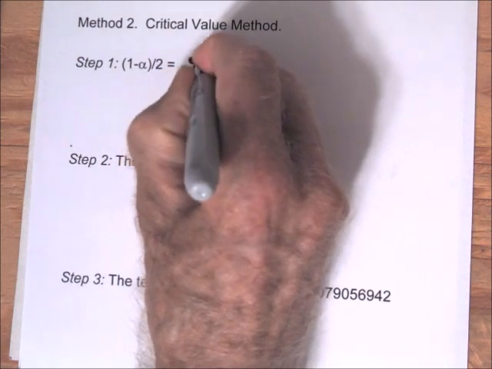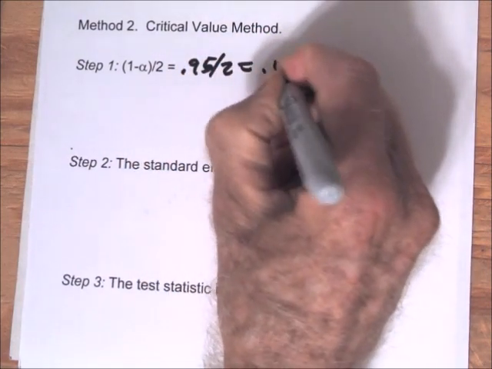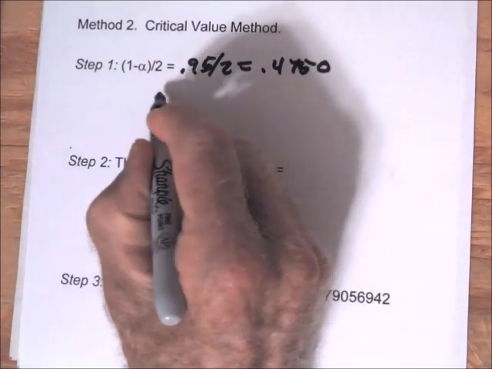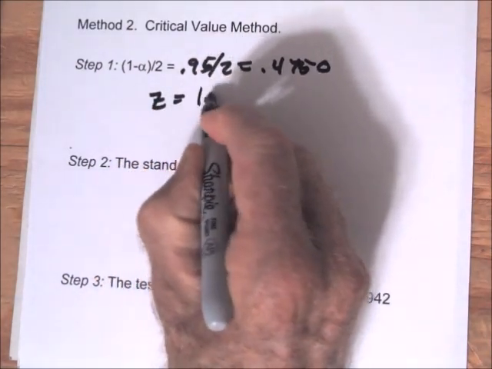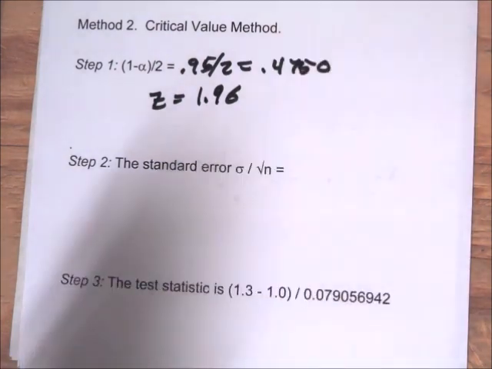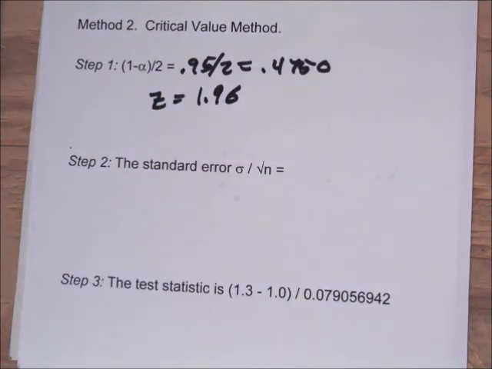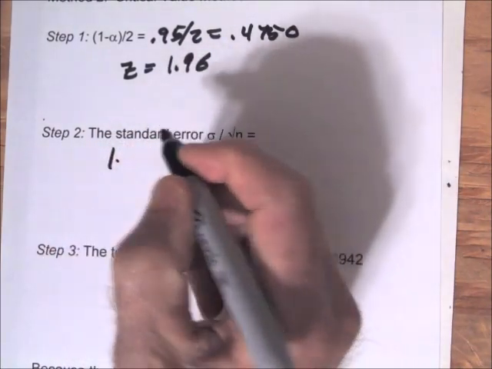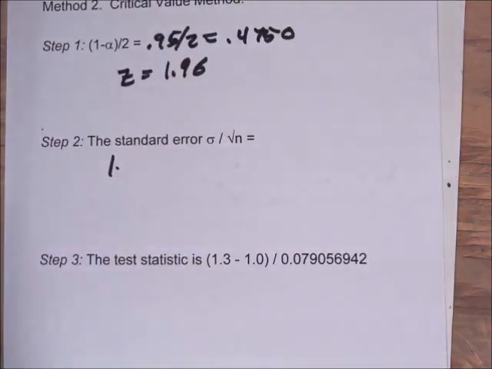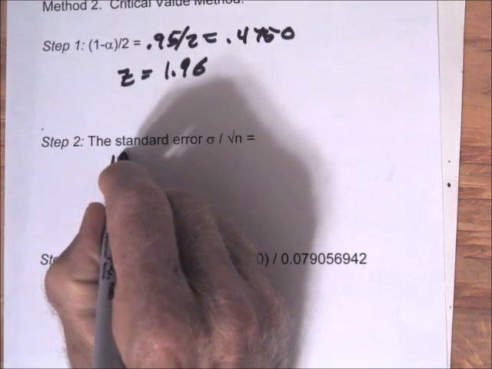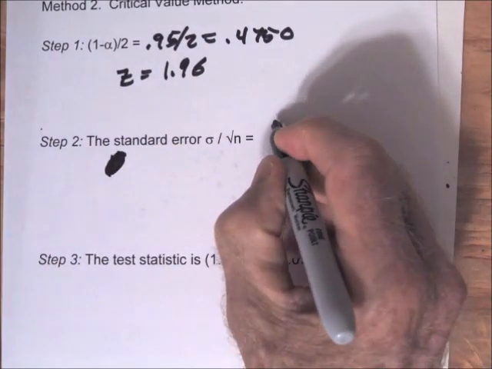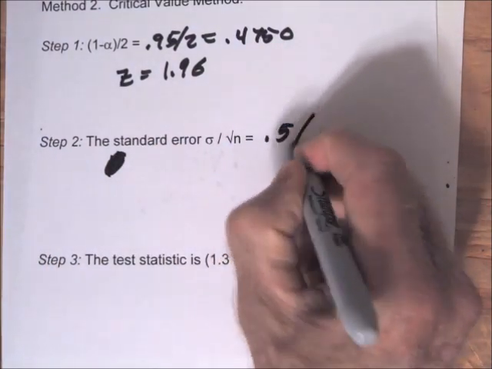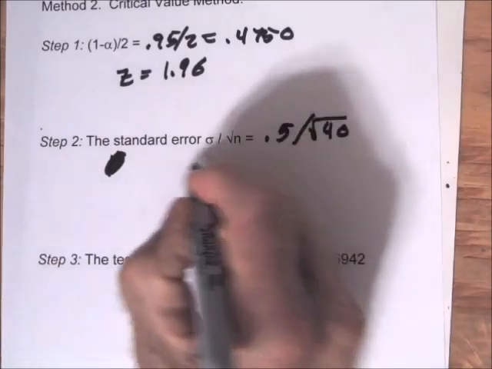It's 0.95 over 2, 0.475. And that means that if you look up z in the table, again z is going to be 1.96, since 0.4750 is in row 1.9, column 6. For the standard error, we didn't compute it separately last time, but standard error is sigma divided by the square root of n. Sigma is 0.5, n is 40. So it's sigma divided by the square root of 40.